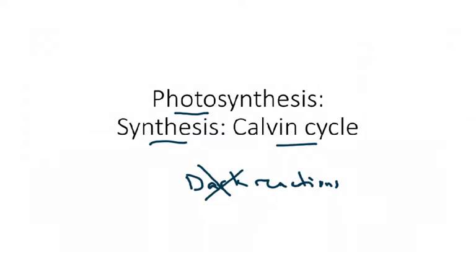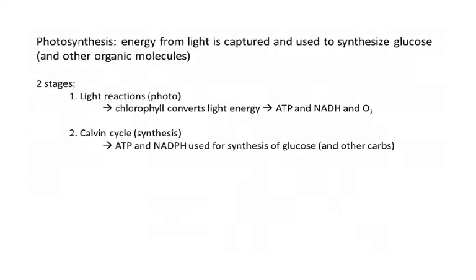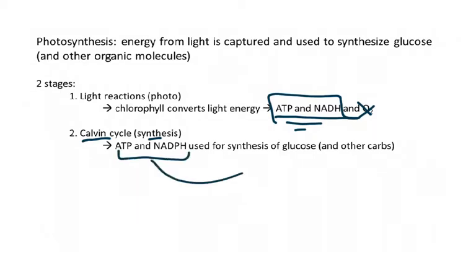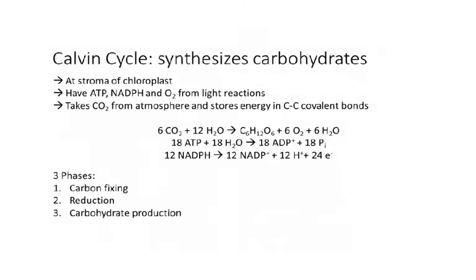It doesn't require dark, it just doesn't require light, which might mean that dark reactions is an okay name, but I find it to be misleading, so I think it's better to use the word Calvin cycle or the synthesis reactions. So these were the two stages. In the first stage, we made these energy intermediates. Nobody cares about oxygen, well, except for all other life on the planet, but we made these energy intermediates, and now we're going to use them to synthesize glucose or other carbohydrates. Okay, so the Calvin cycle is the one that does this.